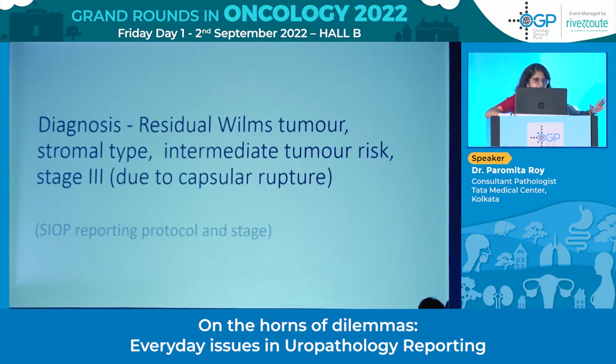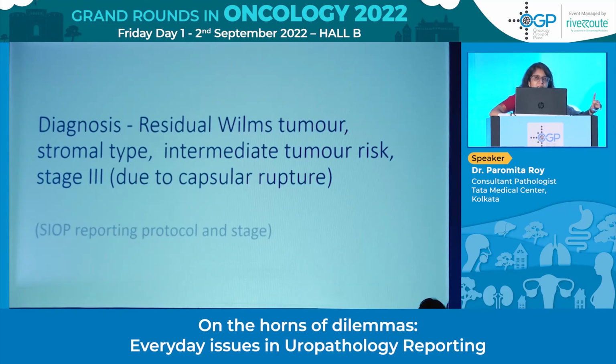So we still called it, because of the age and the setting, though the tumor did not respond to chemotherapy, a residual Wilms tumor, stromal type, intermediate risk, stage 3, because there was capsular rupture. The tumor was very large, and because of the cystic nature, while taking it out, there was rupture at surgery. Why I wanted to discuss this case, for shortage of time, I can't go into further details.